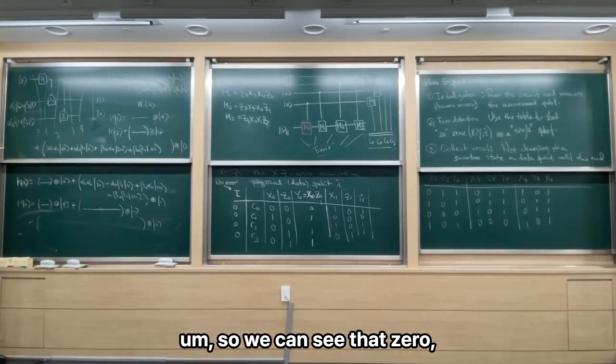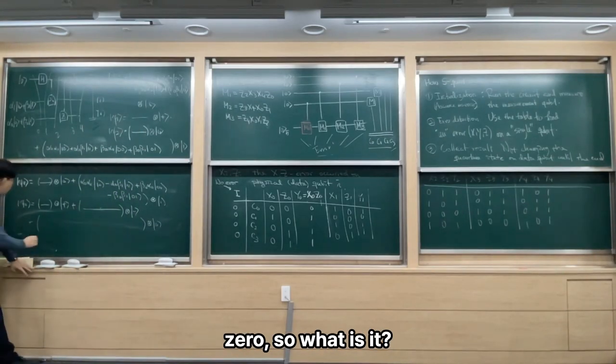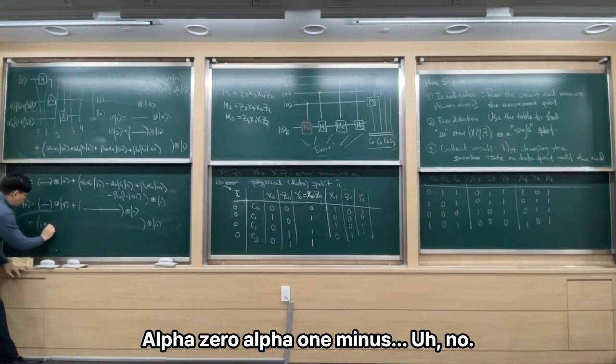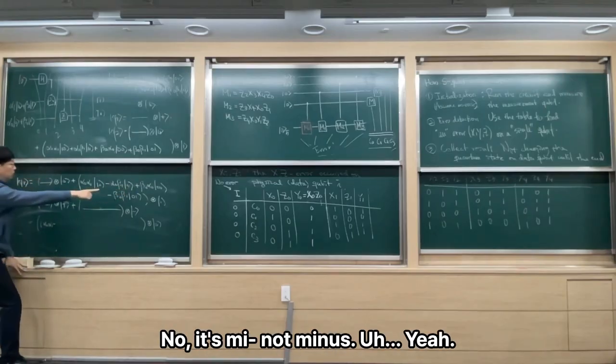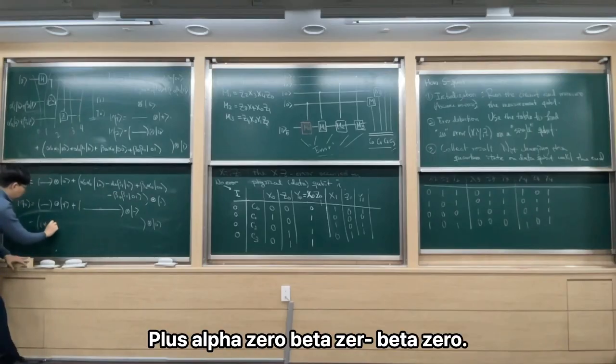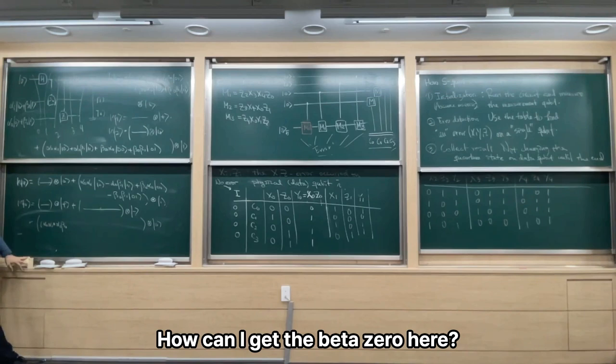So we can see that 0, 0. So what is it? Alpha 0, alpha 1, minus, I don't know, minus 0, 0. No, it's not minus. Yeah, plus, right? Plus alpha 0, beta 0. Beta 0? How can I get the beta 0 here?